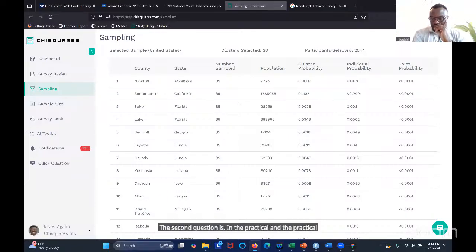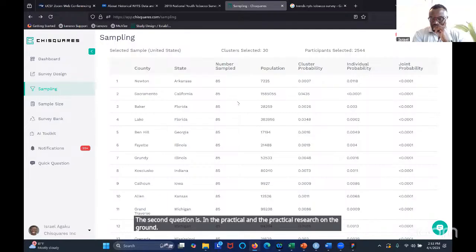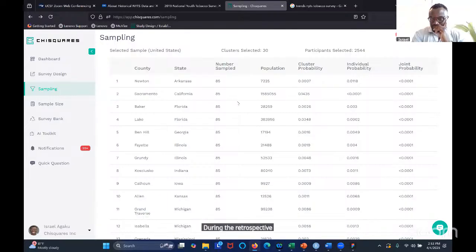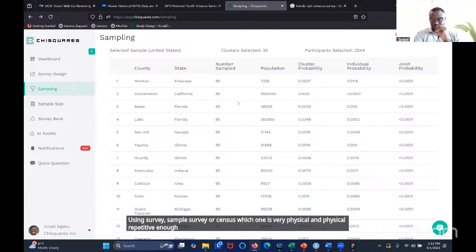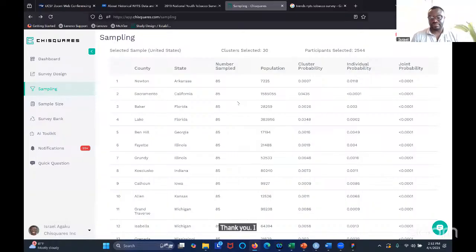If so, the second question is, in practical research on the ground, during a retrospective cross-sectional study using secondary data analysis, using a sample survey or a census, which one is more feasible and representative enough in the case of analysis of secondary data using a retrospective cross-sectional study? Thanks. I really appreciate the presentation and the whole content.